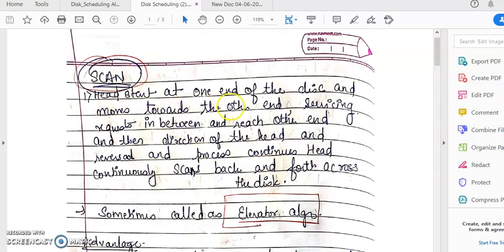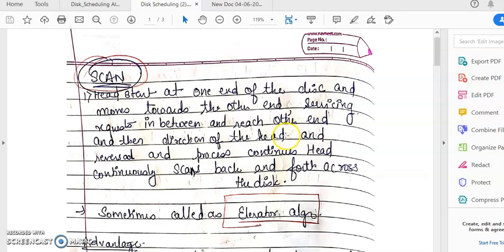The head starts at one end of the disk and moves towards the other end, servicing requests in between. Whichever requests come in between, it is going to serve. That's the strategy, and it has to reach the other end. Even if the request is not there at the other end, I have to reach there.